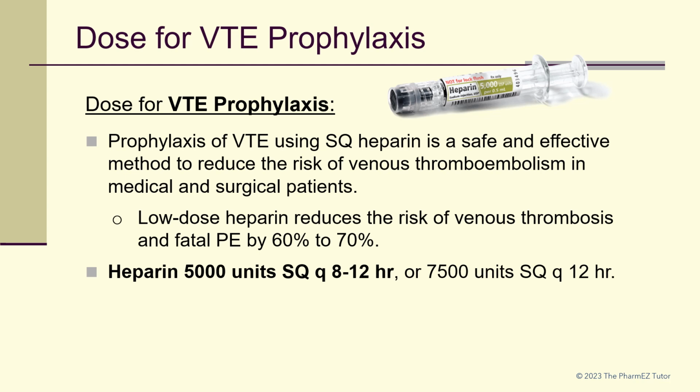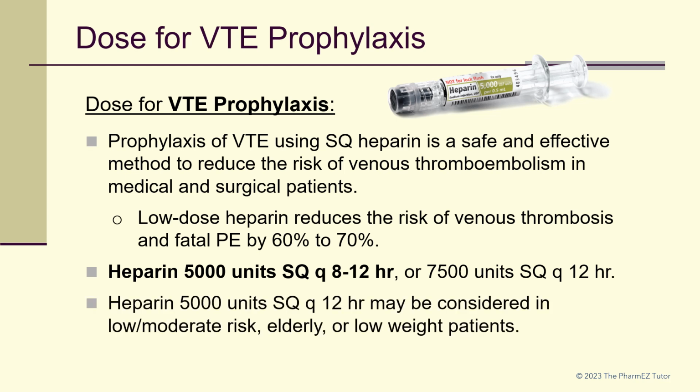The dose is heparin 5,000 units sub-Q every 8 to 12 hours, or 7,500 units sub-Q every 12 hours. Heparin 5,000 units sub-Q every 12 hours may be considered in low to moderate risk patients, elderly, or low-weight patients.